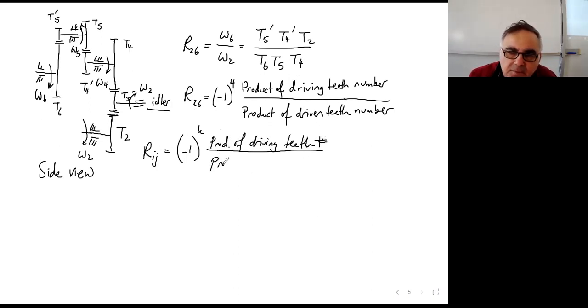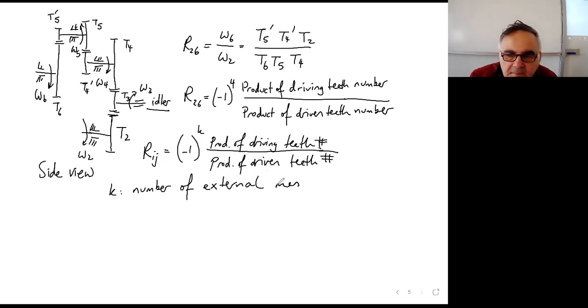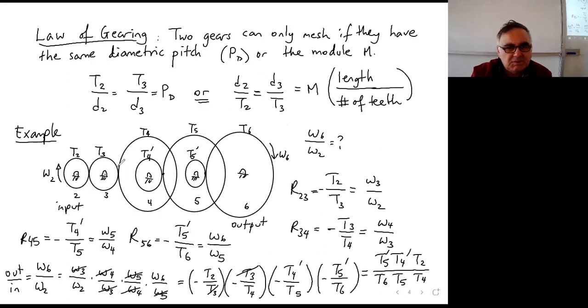Number product of rhythm or radius or whatever, and k, this k is the number of external edges. So here we have four external meshes, as you see, 1, 2, 3, and 4 external meshes, or it's maybe easier to see here, one mesh here, second here, third here, and fourth here, four meshes.